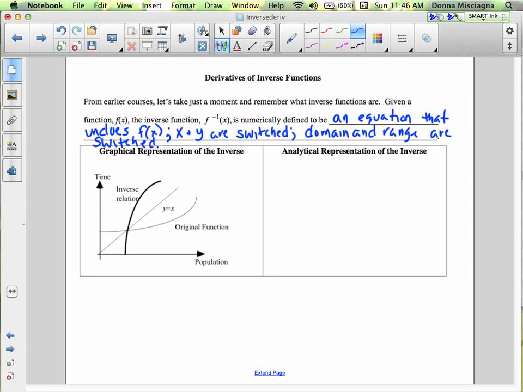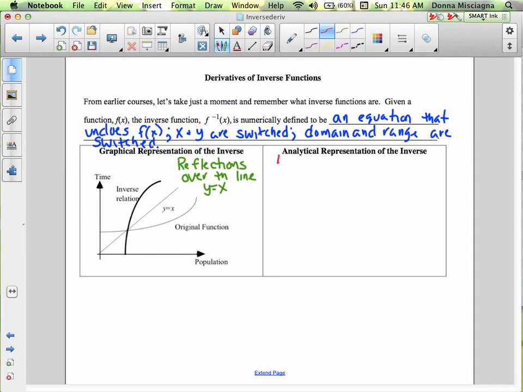Graphically, if we were to look at the graphical representation of the inverse and its original function, so a function and its inverse, they would be reflections over the line y equals x. Let's find some inverses algebraically.